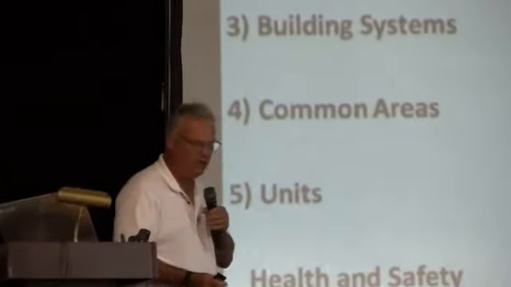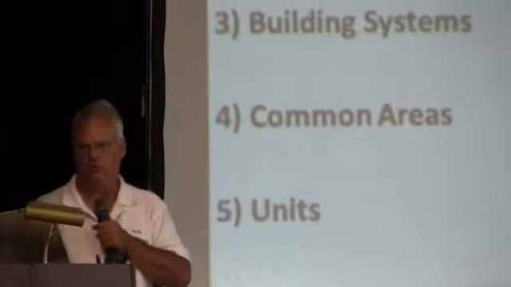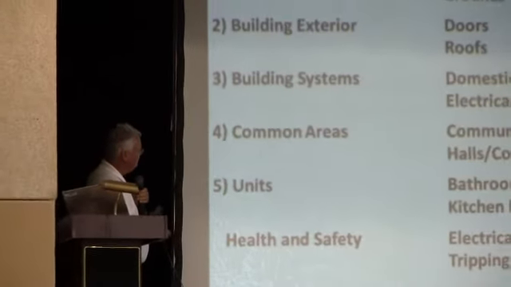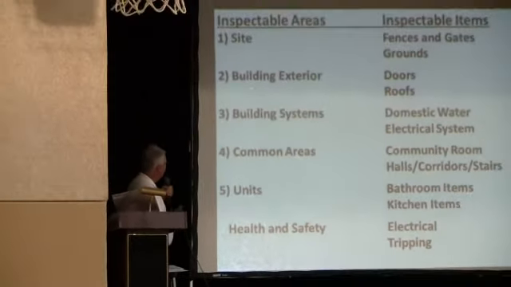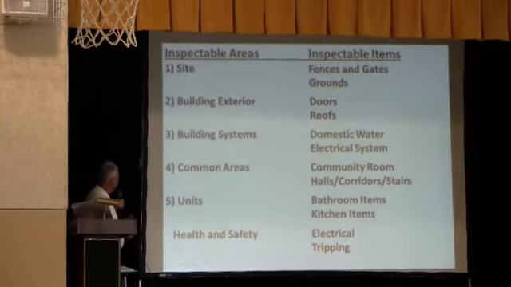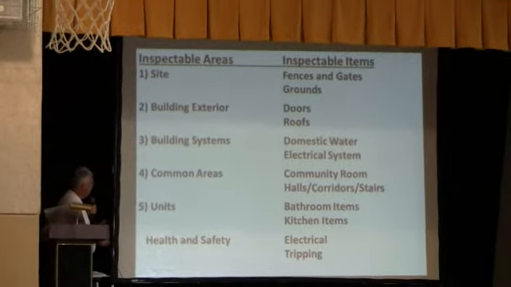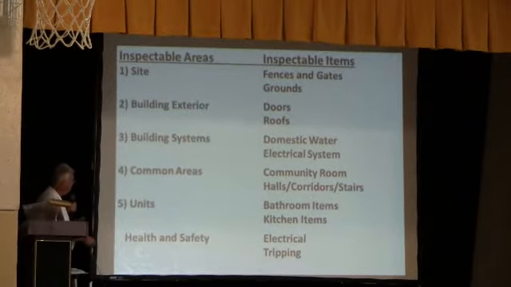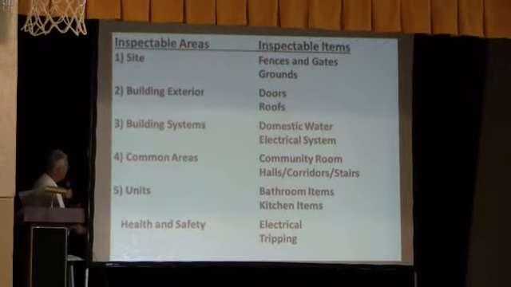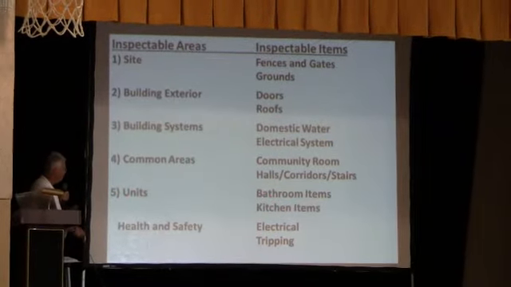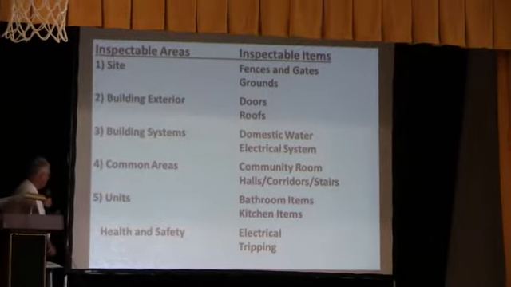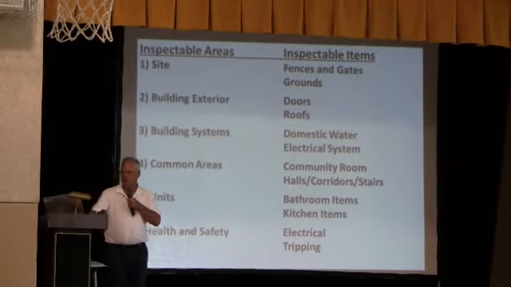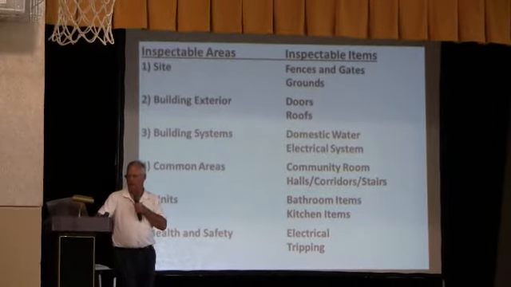Okay, this is how it starts getting broken up into the inspectable areas. Number 1, the site, which includes stuff like fences and gates in your grounds. 2, your building exterior, doors, roofs, things like that. Building systems, your domestic water, your electrical systems, common areas, community rooms, hallways, stairways. 5, your units, bathrooms, kitchens, living room, things like that. And then health and safety, things like electrical, tripping, and so forth. Those are your 5 areas plus your health and safety.